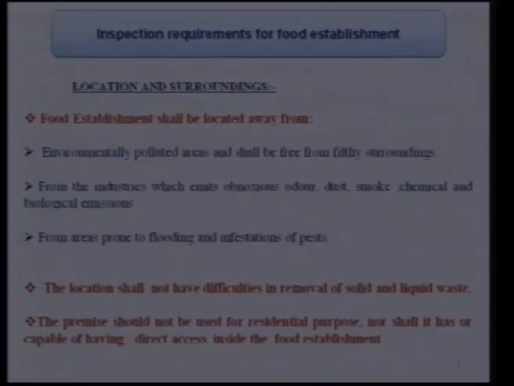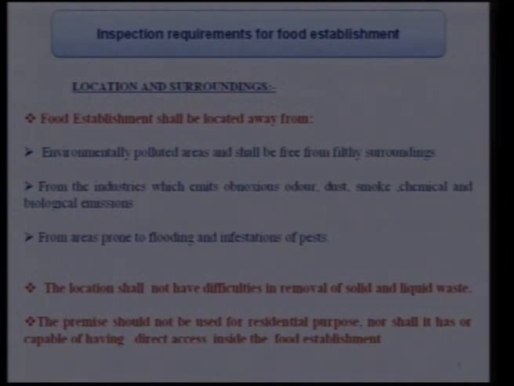So some of the steps or criteria are to be considered while setting up a food processing establishment. First one is the location and surrounding of the premises where you want to start your business or processing activities, which we call a factory. The establishment shall be located away from environmentally polluted areas and shall be free from filthy surroundings.